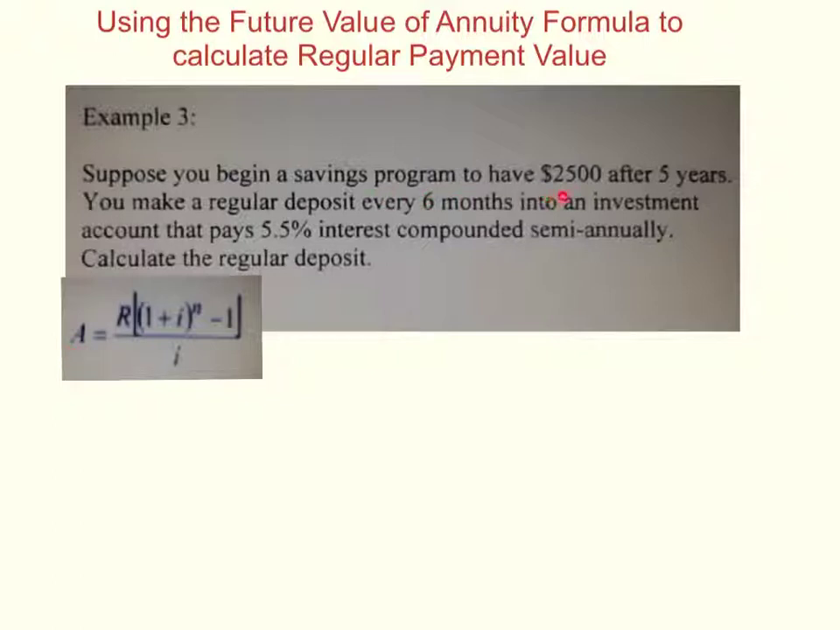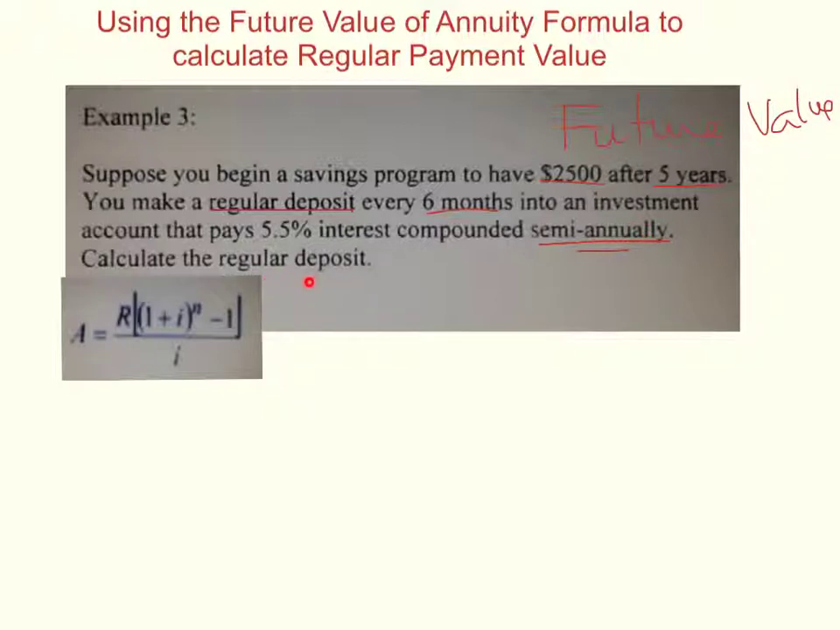Suppose you begin a savings program to have $2,500 after 5 years. So that's a future value. So that's going to be my A of $2,500. This is supposed to be for after 5 years. It says I'm making regular deposits, so that's going to be the R value that I'm not sure of, and it's every 6 months. Notice this is compounded semi-annually. Those two values match. Every 6 months means semi-annually. So you make regular deposits every 6 months into an investment account that's paying interest compounded semi-annually. We need to calculate the regular deposit.